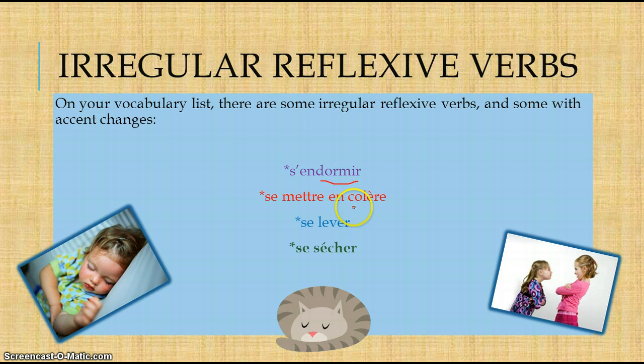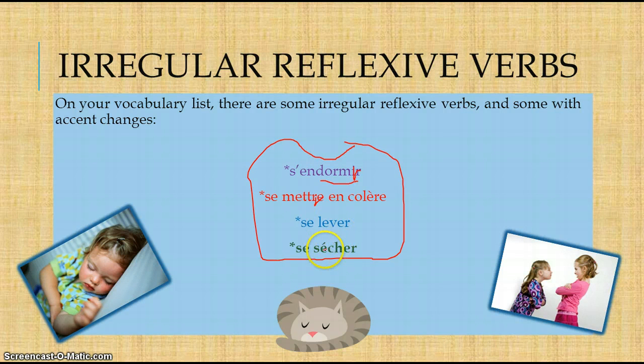Se mettre en colère. This is one of those weird ones that does not have a word for word translation. It means to get or to become angry. Se lever, to get up. Se sécher, to dry oneself. So those are examples of irregular reflexive verbs. These 4 verbs here will not follow all of the rules that we have for conjugating. Why? Because they're irregular. You cannot drop the IR. You cannot drop the RE. Those rules do not apply for those.